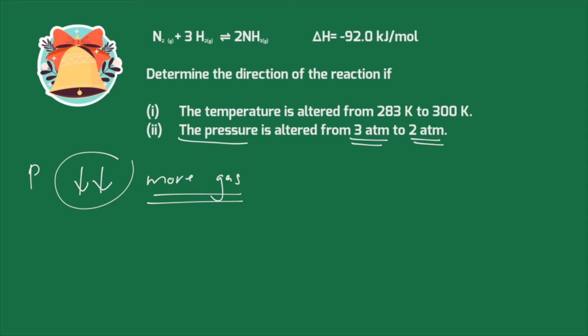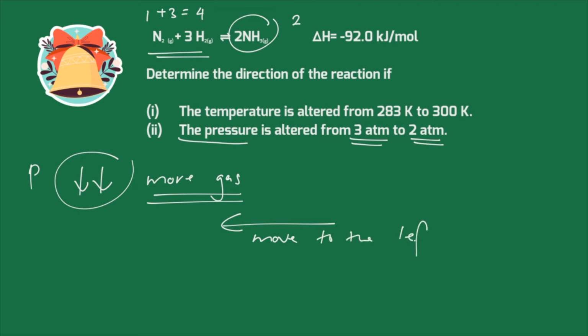Okay, let's see. In your reactant, you have 1 plus 3 equivalent to 4. In your product, you only have 2. So which side has more gas? Definitely the reactant. So it shall move to the left as well, because the left part, which is the reactant, has more gas as compared to the product.